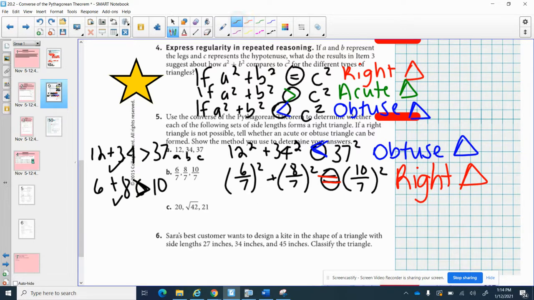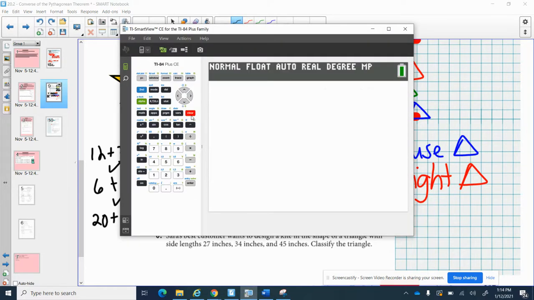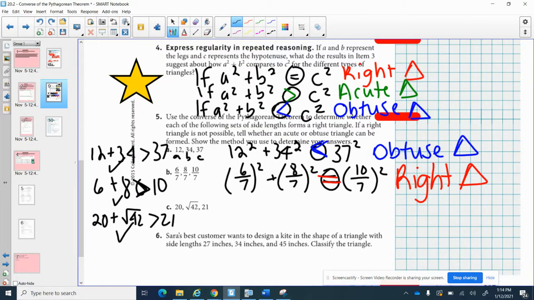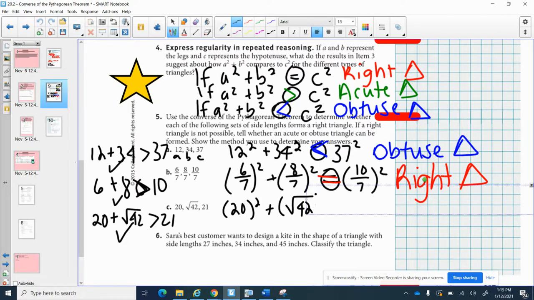Okay, last example. First of all, again, check, is this even a triangle? Is 20 plus the square root of 42 bigger than 21? Well, you might not know what the square root of 42 is, but 20 plus the square root of 42 is bigger than 20, so that works out to be a triangle. So we can proceed now and say, okay, 20 squared plus the square root of 42 squared, how does that compare to 21 squared?